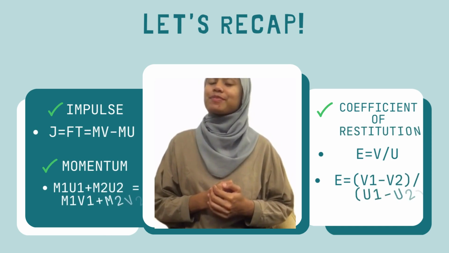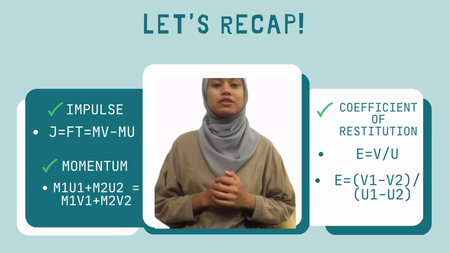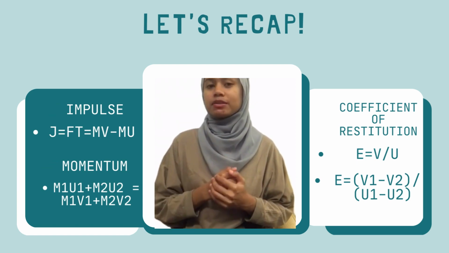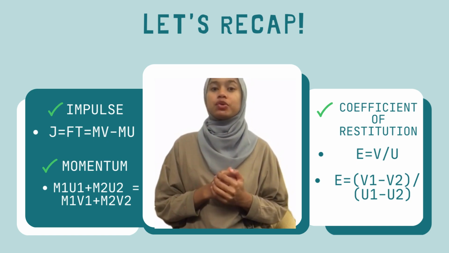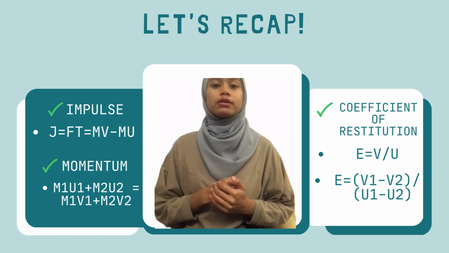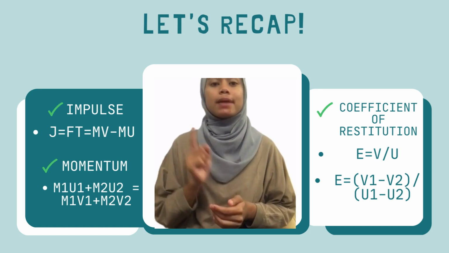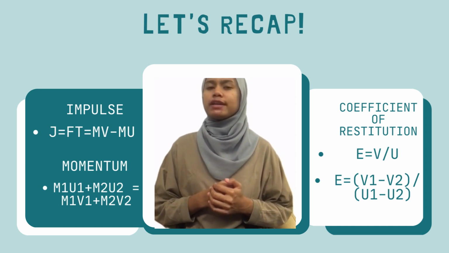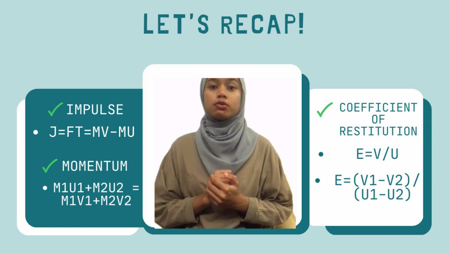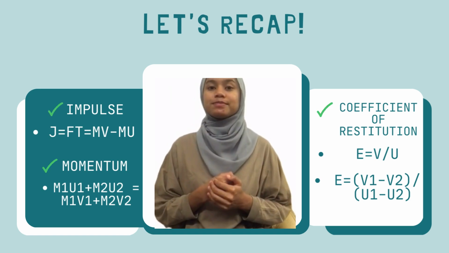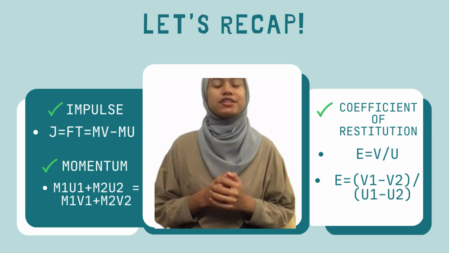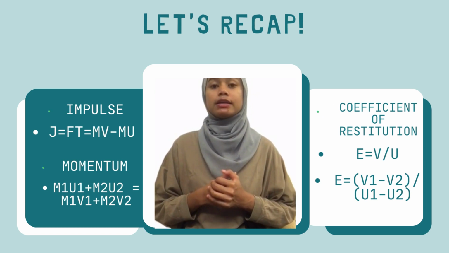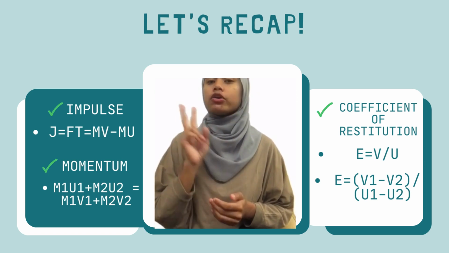It's time to recap. After all of these lessons, you are able to use these kinds of formulas based on given situations. To find impulse, you will use J, impulse, equals to force times time, or the product of mass and final velocity minus the product of mass and its initial velocity. Alright, while finding the momentum of two collided objects, you must remember to use this formula. Last but not least, to find the coefficient of restitution, remember to use it depending on the situation, whether it involves one particle only or two particles.